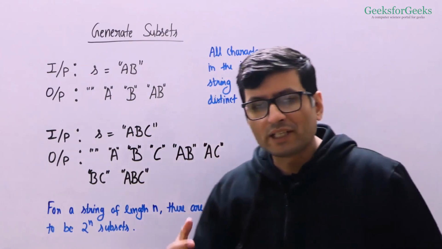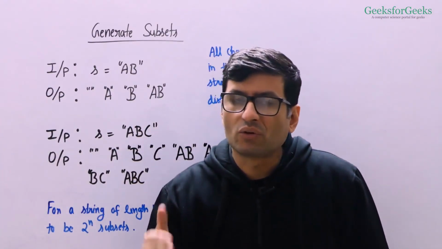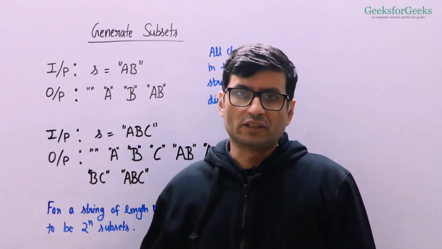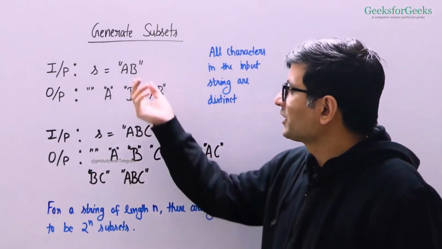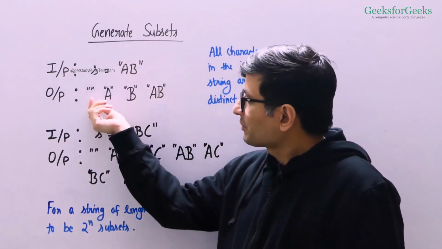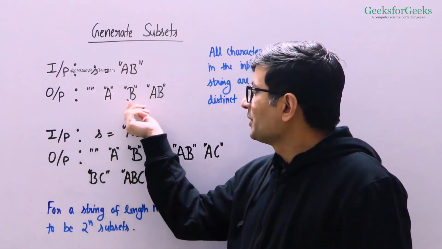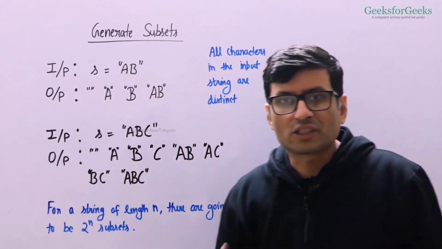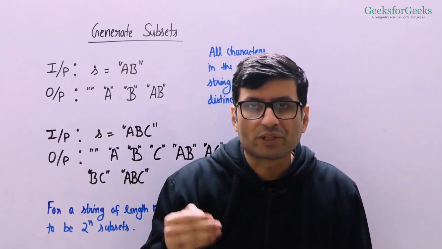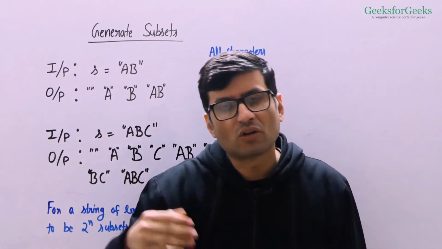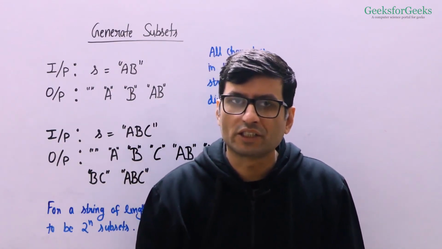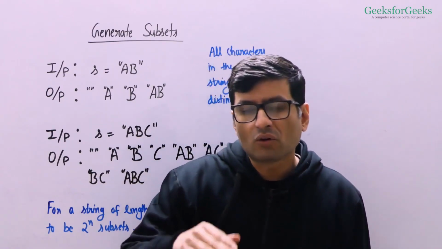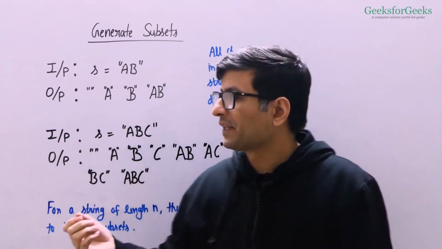This problem can also be seen as generating all subsequences of a string. For example, if you see the string AB, these subsets are empty string, A, B and AB, and the same are the subsequences also for the string. What is a subsequence? A subsequence is obtained by removing 0 or more characters from the given string, right, and keeping the order of remaining characters same.